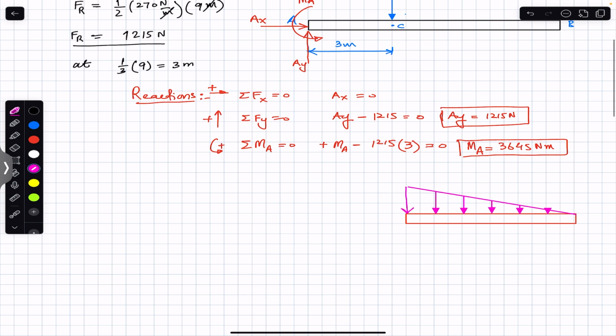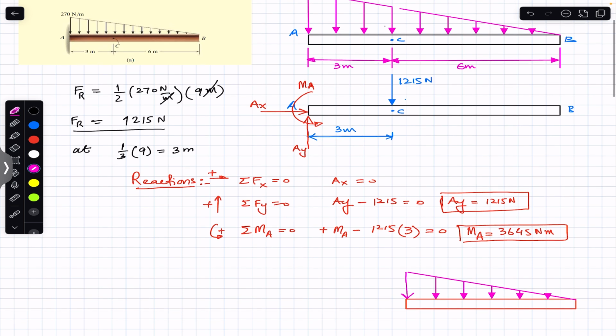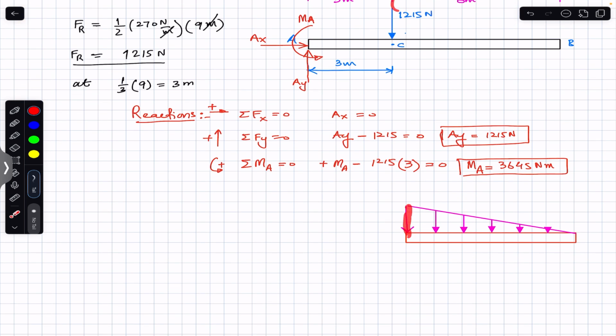So now you can see that at this end we were given the intensity of the distributed load. So the intensity of the distributed load at A is 270 Newton per meter, but this intensity is decreasing along the length. So we don't know the intensity of the distributed load at point C since we have cut this beam. So we have to find the intensity of the distributed load here. So let's say that the intensity of the distributed load at point C is, let's say, W, or you can see it is, let's say, omega. So we have to find this intensity of the distributed load at point C.